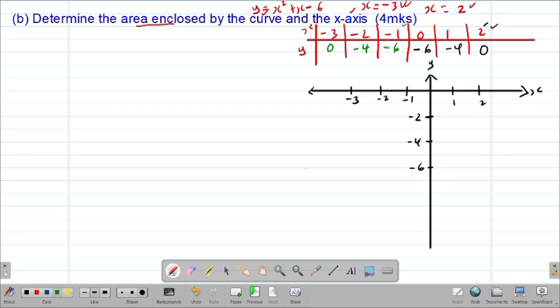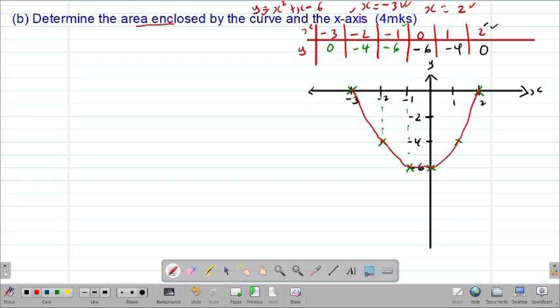So if I plot these particular points, negative 3, 0, of course, will be here. Negative 2, negative 4. Negative 2 is here. Negative 4 is somewhere here. Then negative 1, negative 6 will be here. Then 0, negative 6. This will still be here. Then 1, negative 4. This will be somewhere here. Then 2, 0, of course, will be here. So it means that my curve will be roughly this way. So this will be my curve.